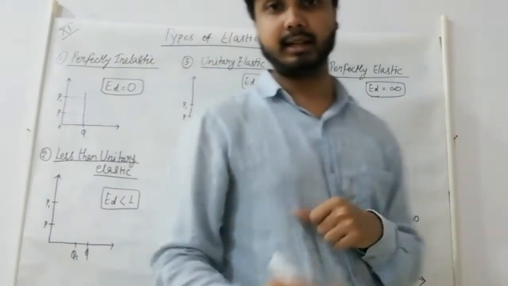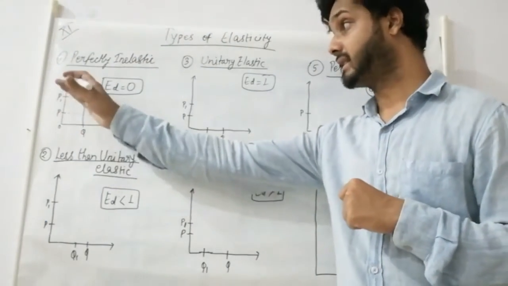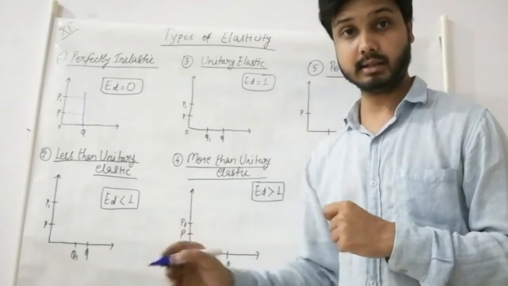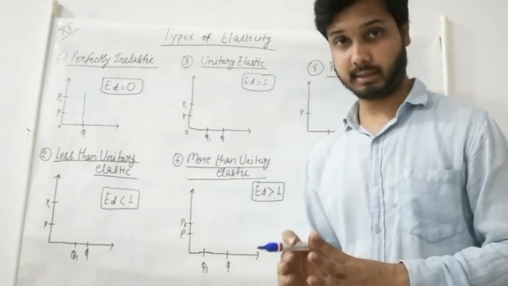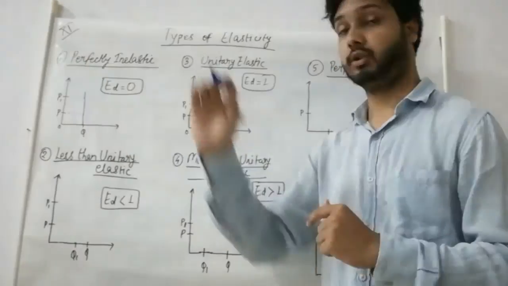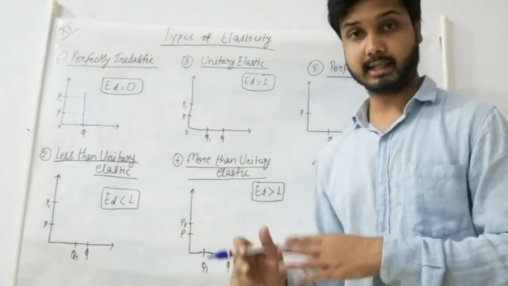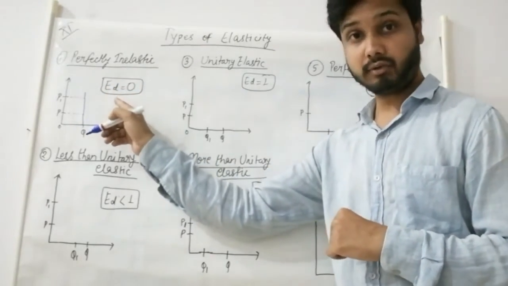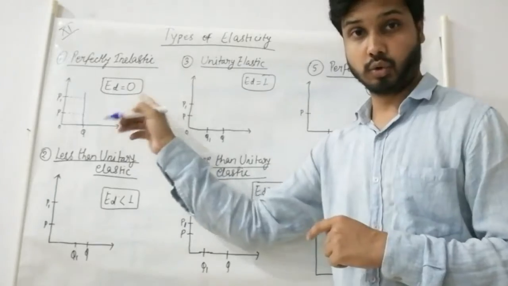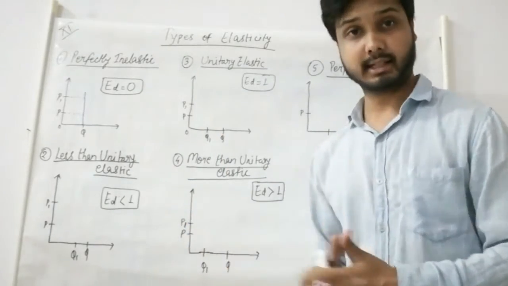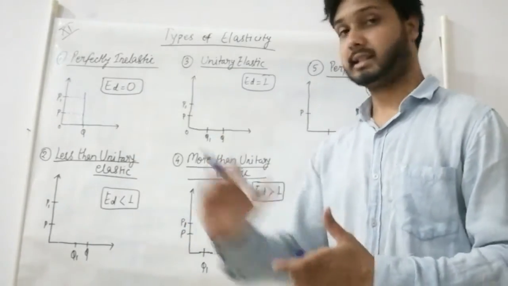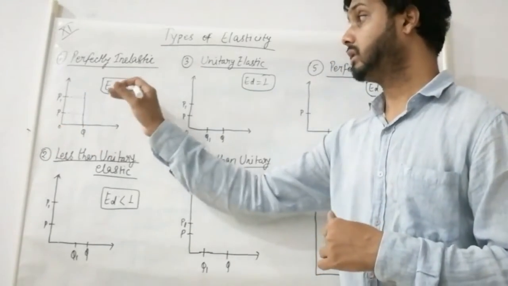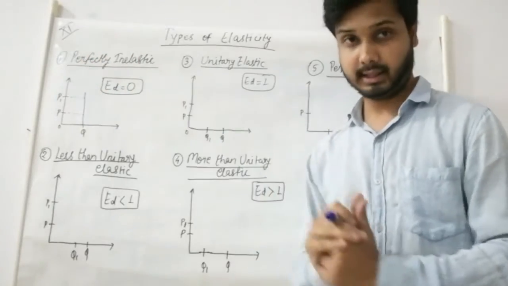It can be clearly seen that even after the price has increased, there is change in the price, the quantity is still the same, demand is still the same. That's why this situation will be known as perfectly inelastic demand, and we represent it as elasticity of demand is equal to 0. Why 0? Because there is no elasticity seen here, that's why it's 0. So these things you have to keep in mind: the diagram, the representation, and the name.